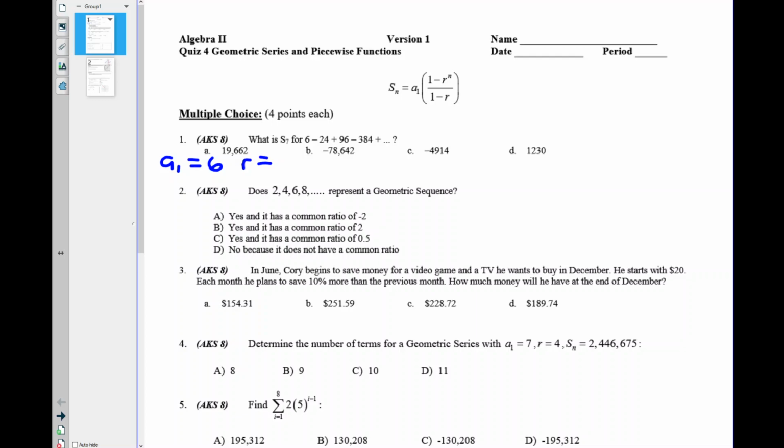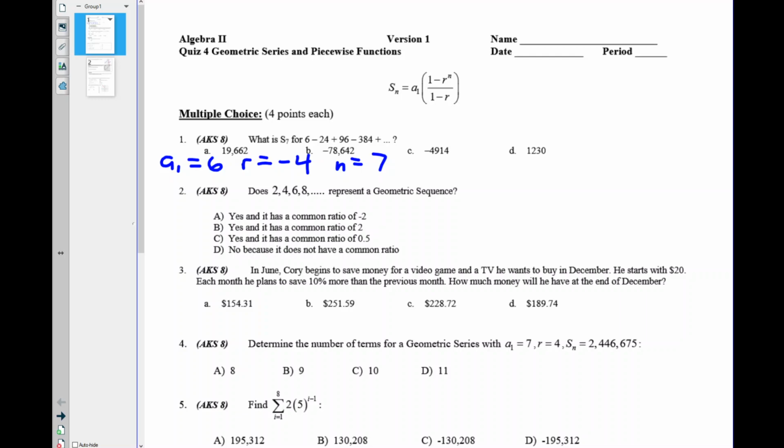Negative 4. And how can you tell that the common ratio is negative? The signs are alternating, sure. And if you're ever not sure, jump to a number in front and divide the number behind it. Negative 24 divided by 6 gives you the same thing as 96 divided by negative 24, which gives you the same thing as negative 384 divided by 96. They all give you negative 4. And Landon, what's the last thing? I need the number of terms that was also given to me. That's that little subscript, the 7.